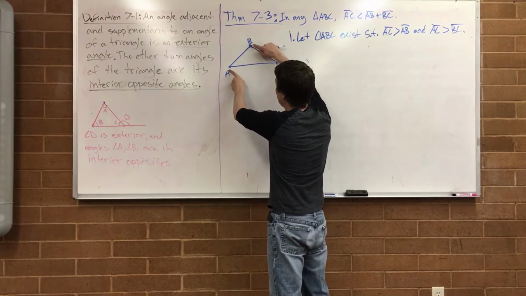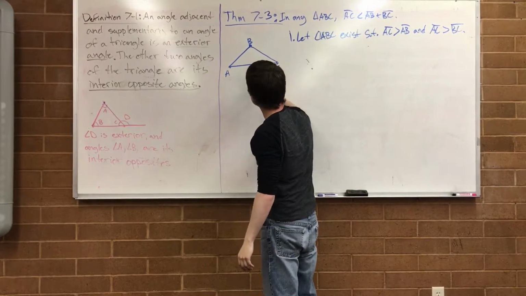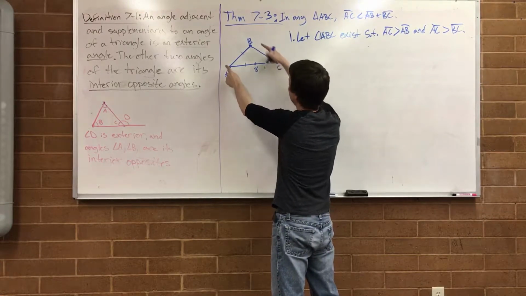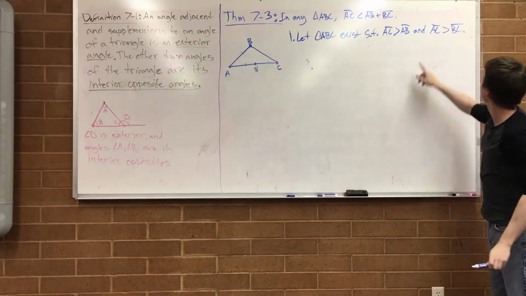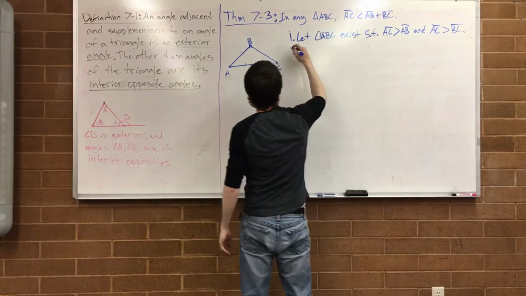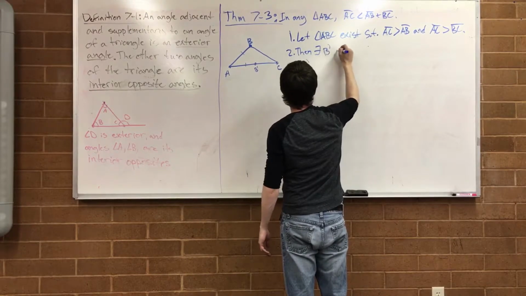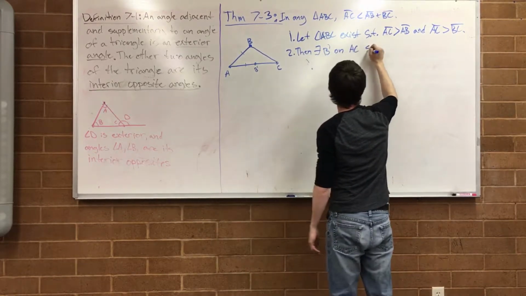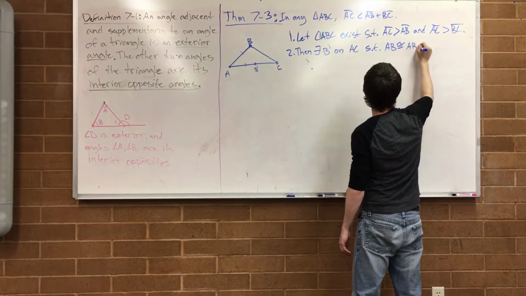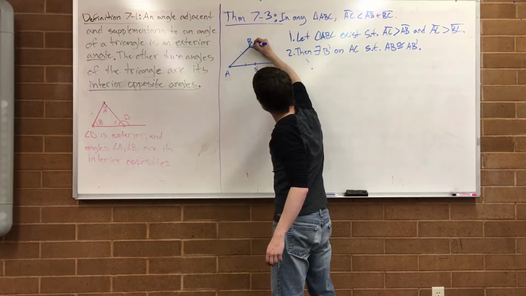So that means that AB is less than AC, which means that there exists a point B prime such that AB is congruent to AB prime, and B prime is between A and C. That's what it means for AB to be less than AC, and we said AB is less than AC. Good? So 2. Then there exists B prime on AC such that AB is congruent to AB prime. Good? Okay. So now that gives us an isosceles triangle.